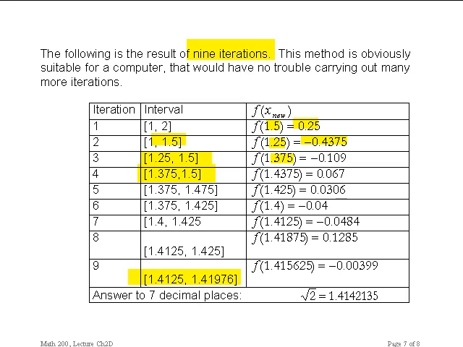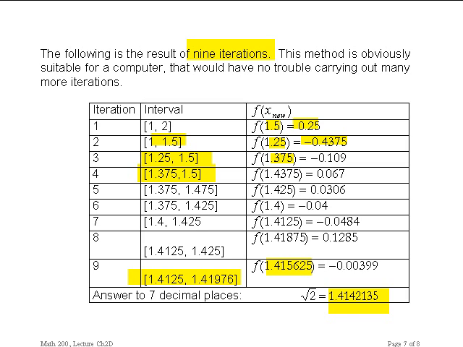1.4125 for the lower endpoint, 1.41976 for the upper endpoint. Halfway in the middle of that is 1.415625. Okay, what is the actual value of the root? The actual value of the root is 1.4142135.